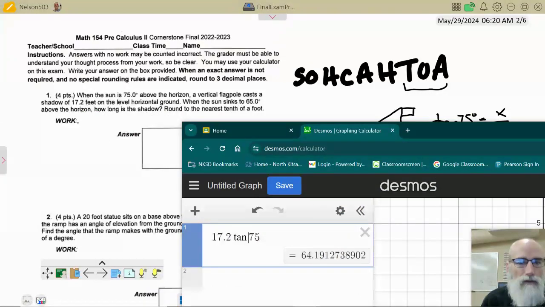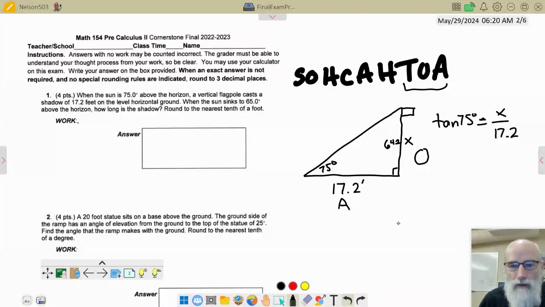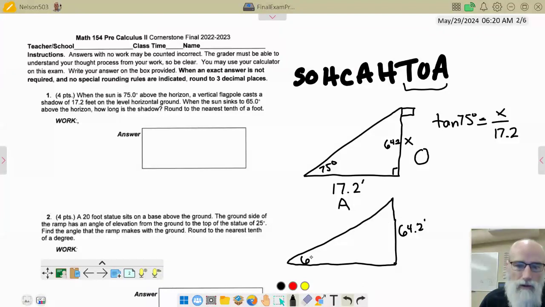when the sun sinks to 65 degrees, how long's the shadow? So I guess make another drawing. Now the shadow is going to be a little bit longer. The flagpole is still 64.2 feet tall. Again, do not use this rounded number in this calculation. We're going to use as accurate an answer as we can from Desmos. So now it's down to 65 degrees, and we want to know what this length is right down here. Maybe I'll call it S, which is kind of a weird one to use because sometimes it looks like a 5, but I'm going to do it anyways.